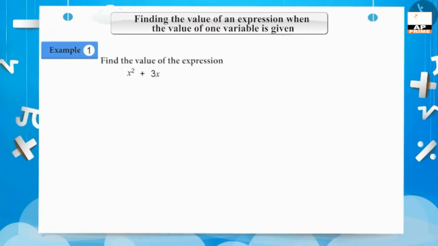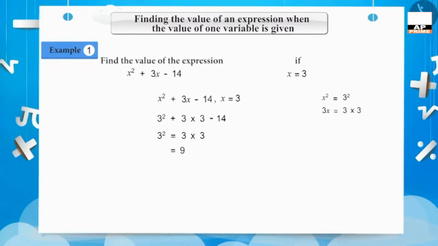Find the value of the expression x square plus 3x minus 14, if x is equal to 3. We substitute x equal to 3 in the given expression. On doing so, x square becomes 3 square and 3x becomes 3 multiplied by 3. Now our expression becomes 3 square plus 3 multiplied by 3 minus 14. 3 square is 3 multiplied by 3, which is 9. And 3 multiplied by 3 is 9.